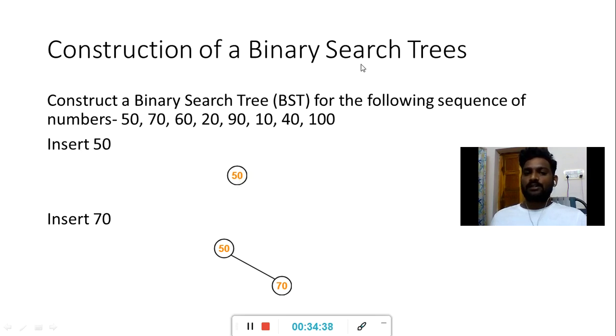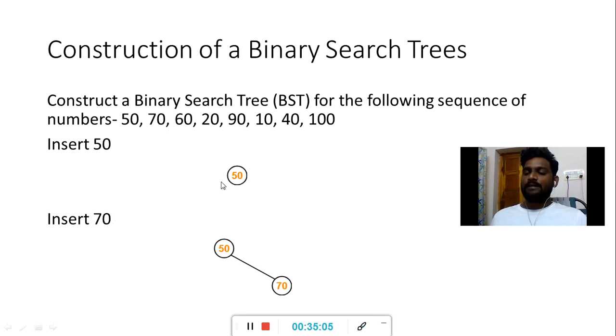Before the construction of the binary search tree, the tree is empty, that means no element. The first element 50 is inserted. That value acts as the root node. In this binary search tree, the root node is 50. Then take the second element, 70. Insert 70. That second element, the value 70, is compared to 50. That value is less than or equal to 50.